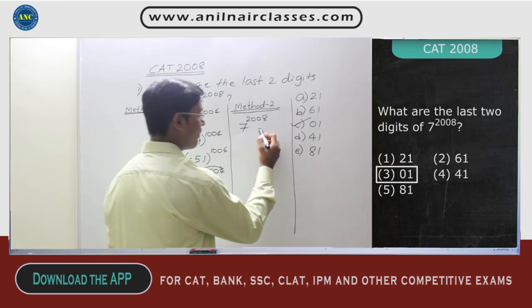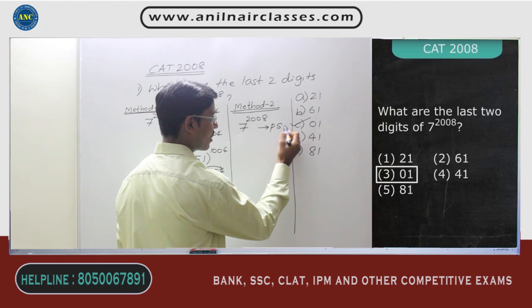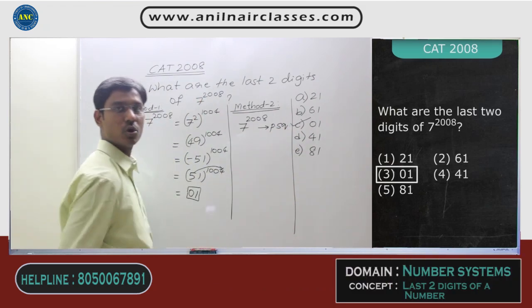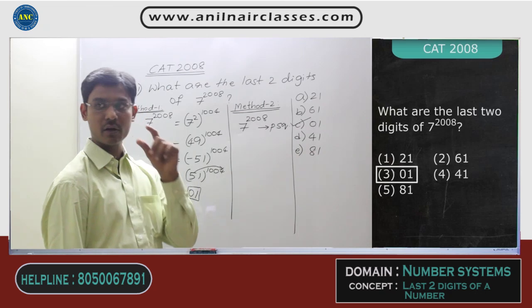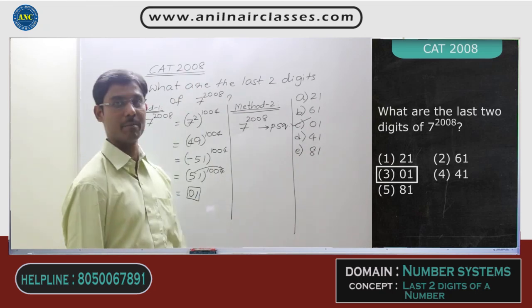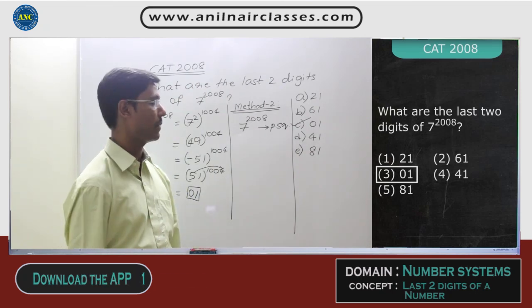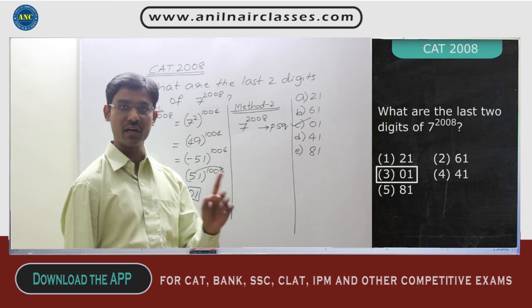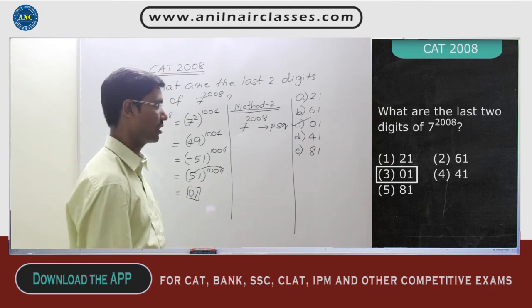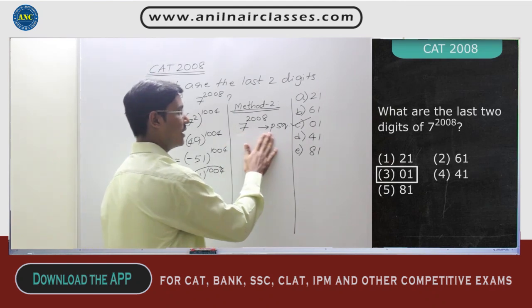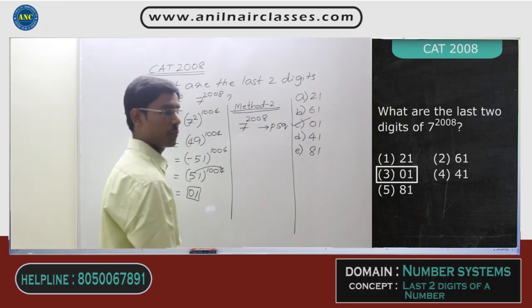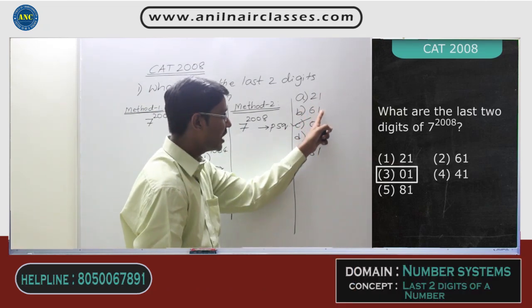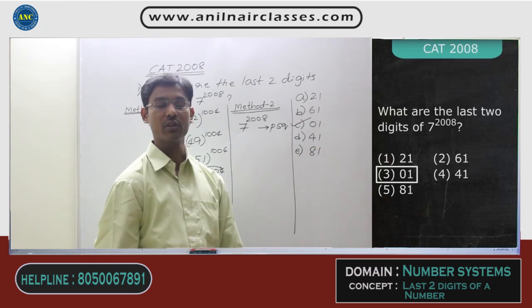That means 7 power 2008 is a perfect square. Again, 7 power 2008 is a perfect square. Now, just now we discussed the perfect square concept in the previous CAT exam paper, the 2007 CAT exam paper. A perfect square will never end with 2, 3, 7 or 8. That is one concept. Now 7 power 2008 is a perfect square. Now observe the answer options. If you observe the answer options, all the options are ending with 1. Right? All the options are ending with 1.